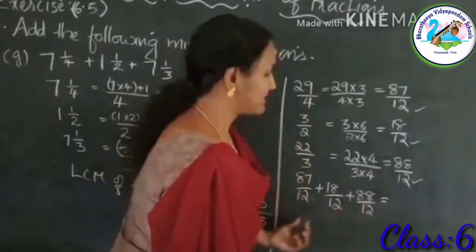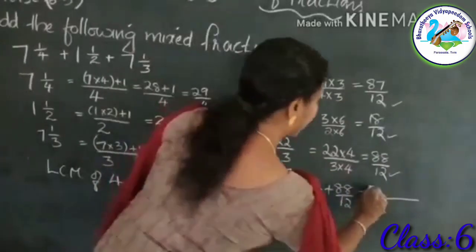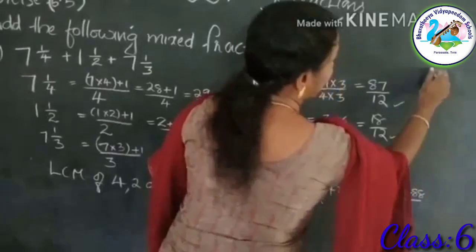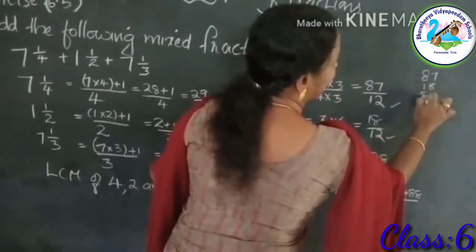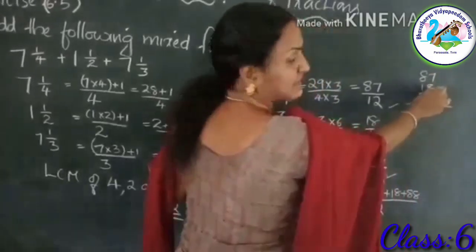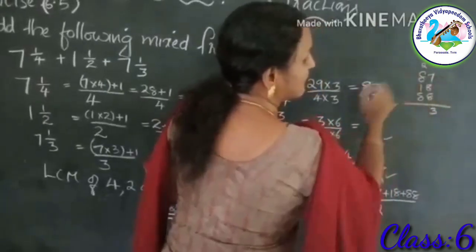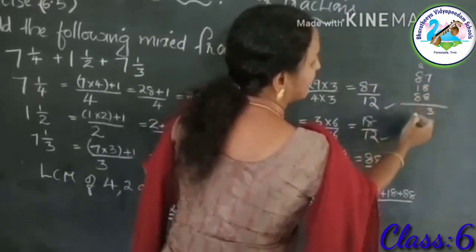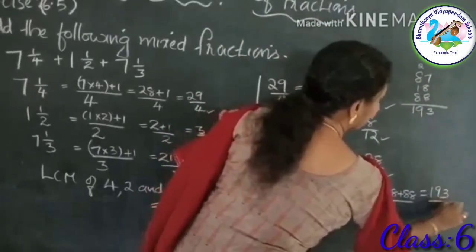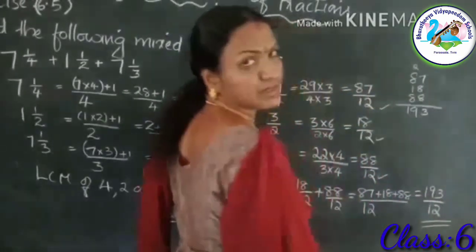Here the denominators are same. Write the common denominator 12. Then add the numerators 87 plus 18 plus 88. 7 plus 8 is 15. 15 plus 8, 23. The balance 2. 2 plus 8 is 10. Plus 1, 11. 11 plus 8, 19. So 193 divided by 12. The answer is 193 by 12.